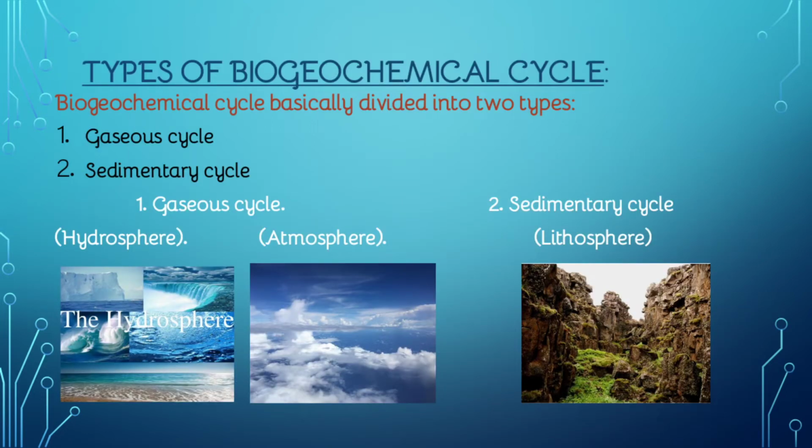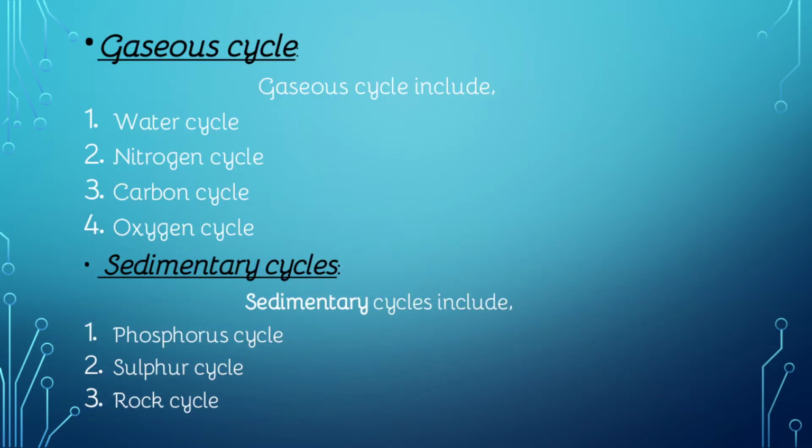Types of biogeochemical cycle. Biogeochemical cycles are basically divided into two types, gaseous cycle and sedimentary cycle. Gaseous cycle. The term gaseous cycle refers to the transformation of gases between various biogeochemical reservoirs like hydrosphere, atmosphere, and biosphere. The important gaseous cycles are nitrogen, oxygen, carbon, and water cycles.